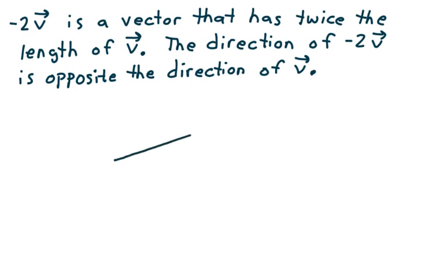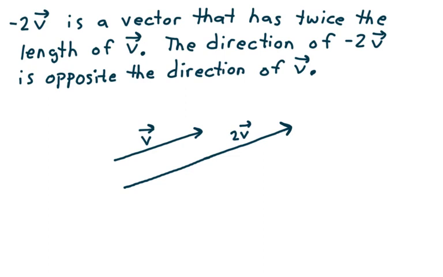Now, this here is vector V, okay? Now, I want to give you an idea here. So I'm going to go from here to here, and then I'm going to do another one of comparable length. So let's suppose that's about here. Now, if I put the arrow in the same direction as V, this would be 2V, okay? Because 2V has twice the length of V, but V and 2V are going to point in the same direction.